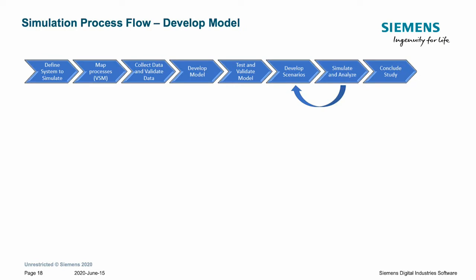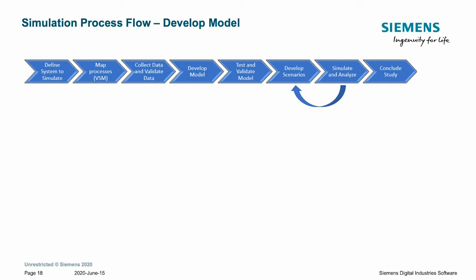So we start by defining, obviously, what needs to be simulated, and we build process maps. VSMs, which are value stream maps, allow us to understand what the systems are, the inputs, outputs, queue times, and so on. And then shortly after we model that in the software, we collect data and validate that data. It's important that we collect real data for the area that we're going to simulate, so that we have a learning set of data that we can then later use to also test and validate our model. We'll develop the model within the software, and the software has a tremendous amount of tools to be able to do this.